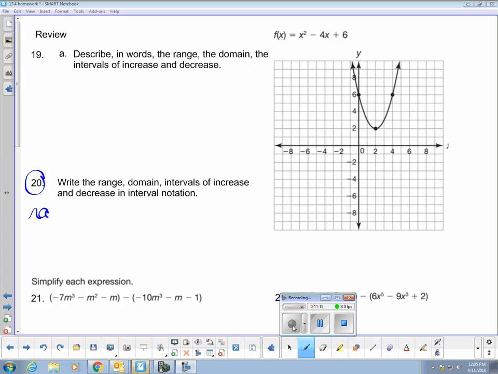Number 20, let's begin with the range. The range is from the lowest to the highest. So my lowest y value is 2, and so my range is y is greater than or equal to positive 2. 2 is as low as it goes, and it goes into infinity in a positive direction along the y-axis. For my domain, I have all real numbers.